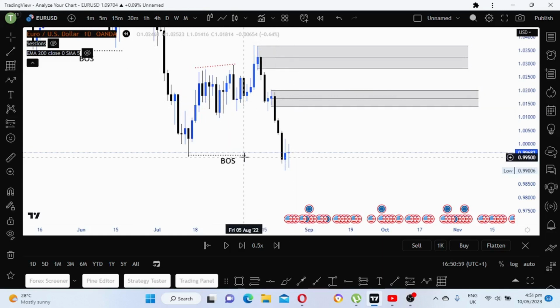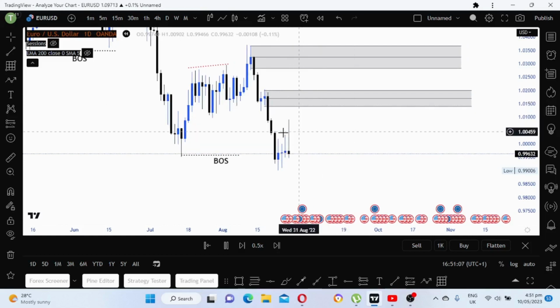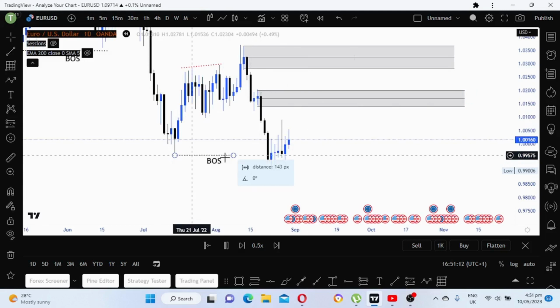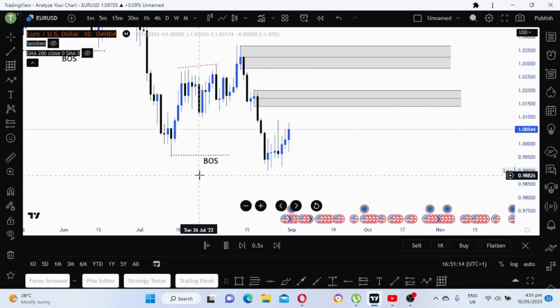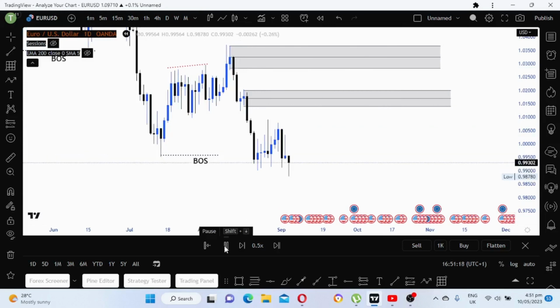So now what do you do? You play price. You wait until the price comes to that zone, and you move to the lower time frames, guys, because there's already a break of structure as you can see here. So you wait for price to come back to that zone.